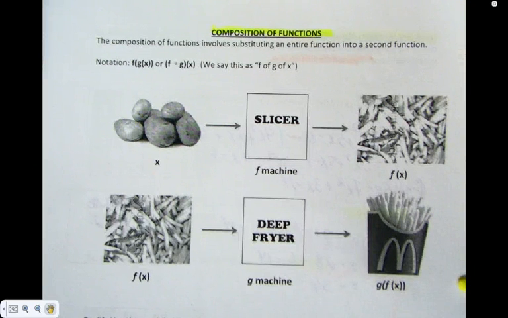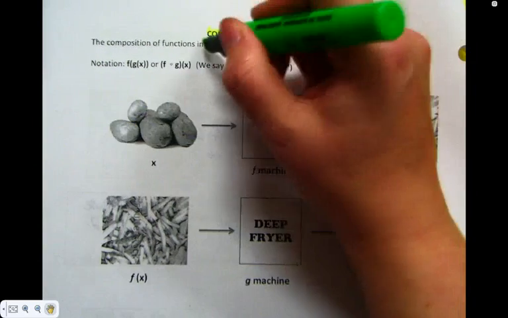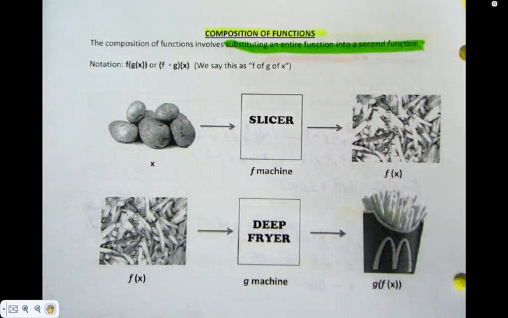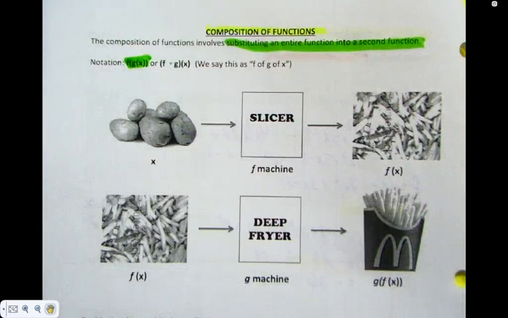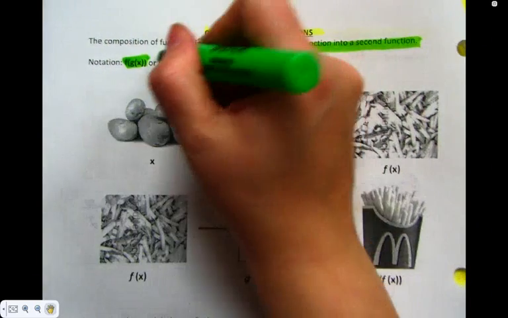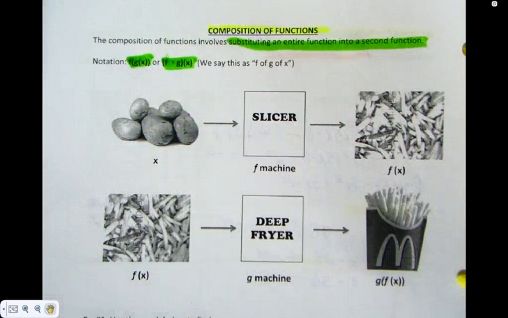Composition of functions is, in essence, substituting an entire function into a second function. Two different notations. The first one looks like this. Second one looks like this.